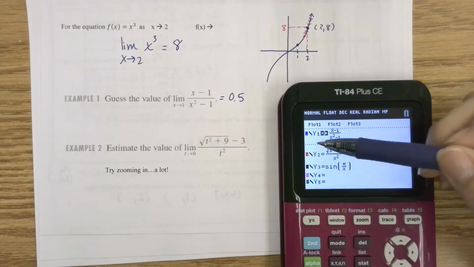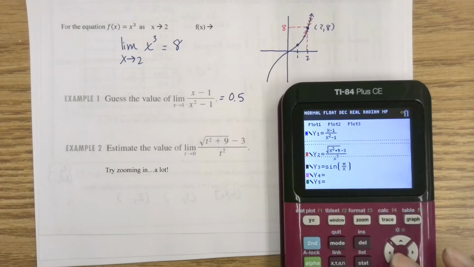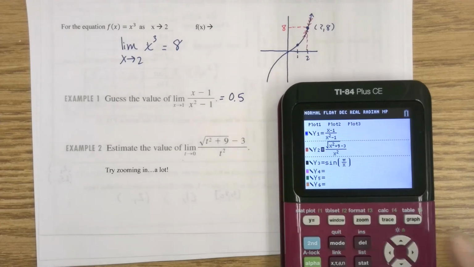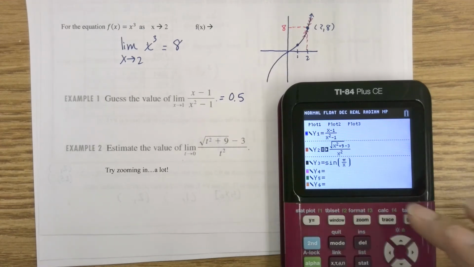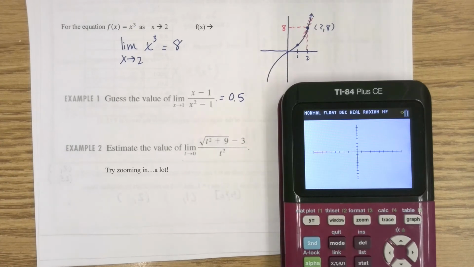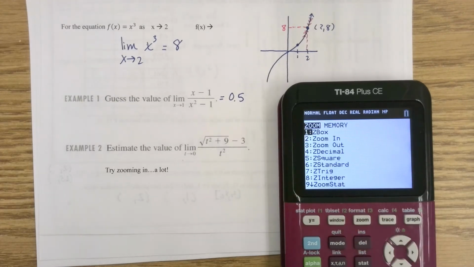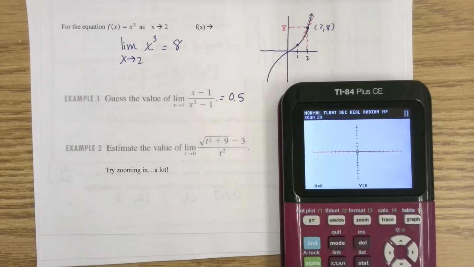So I'm going to turn off my first equation, and I'm going to come down here and turn on my next equation. Just to save time, I've already got it typed in. All right, so we're going to go to my graph, and I'm going to take a look at it. I'm still looking at a standard window, and we're going to look at the behavior around 0. Right now this is looking like a line. I don't think it's a line, so let's zoom in a little bit. So zoom, option number 2 is zoom in. Well, it still looks like a line right now.